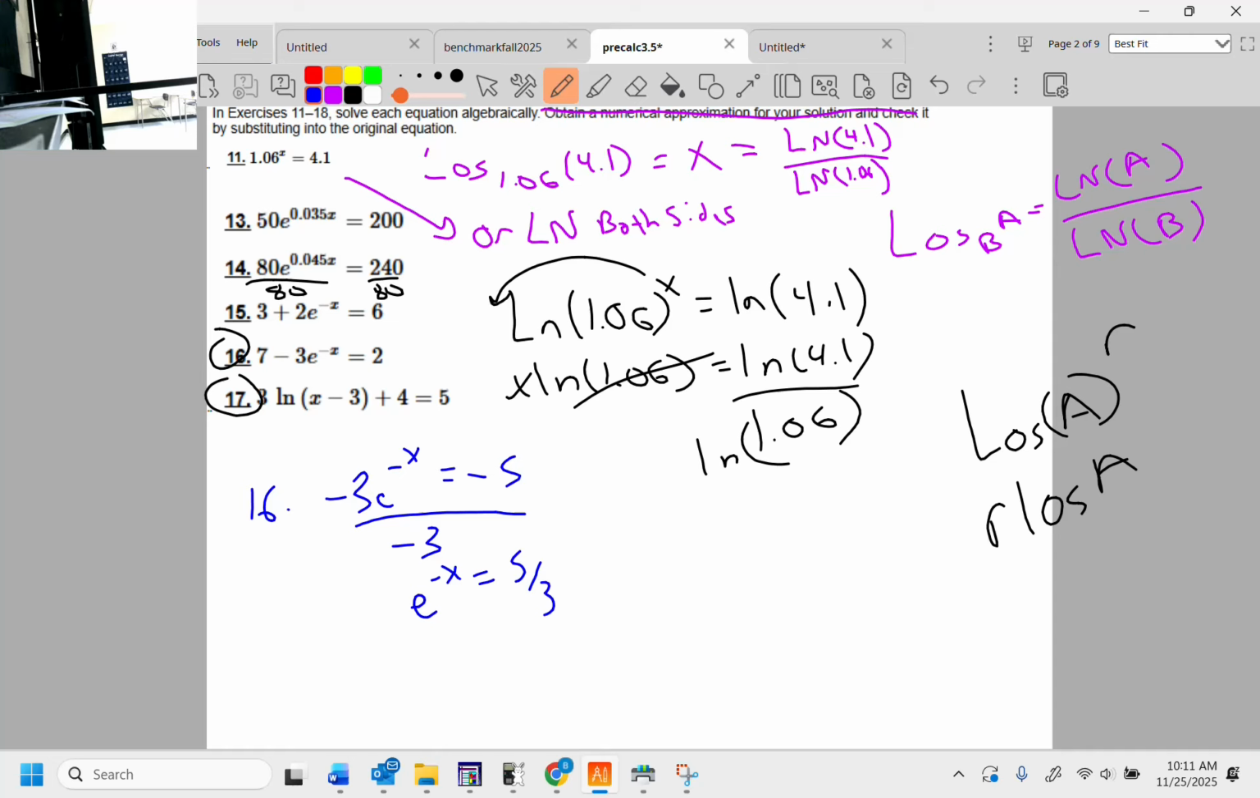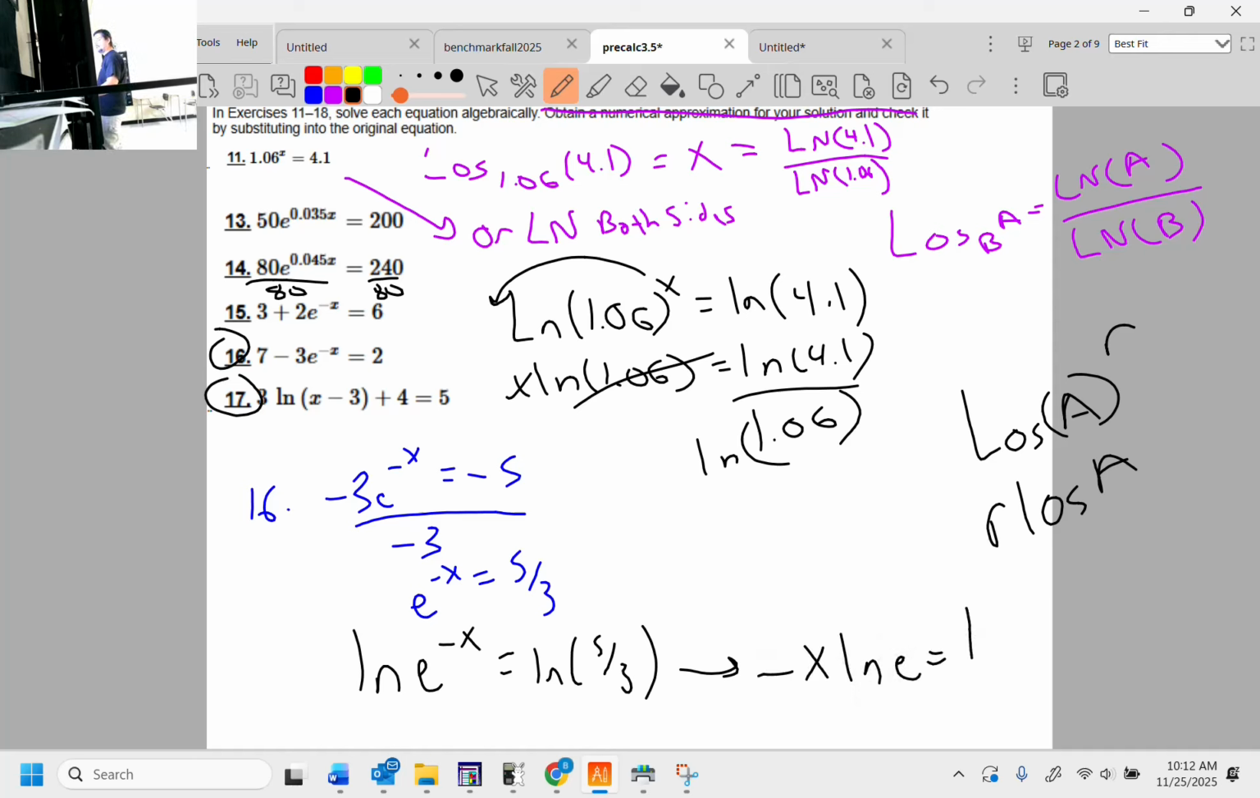Alright, so we have two choices. We can ln both sides, or we can convert to logarithm. I don't care. Pick one. ln both sides. That's good, because that reminds us of something we're supposed to memorize. We have the natural log of e to the negative x equals the natural log of 5/3. I'm glad you remember that. Negative x natural log of e is ln of 5/3.